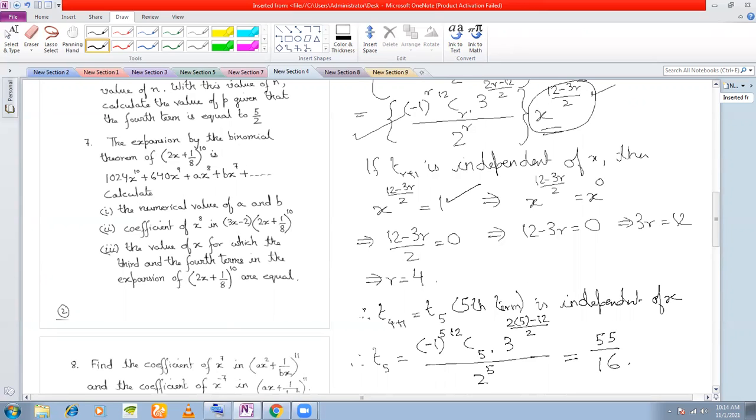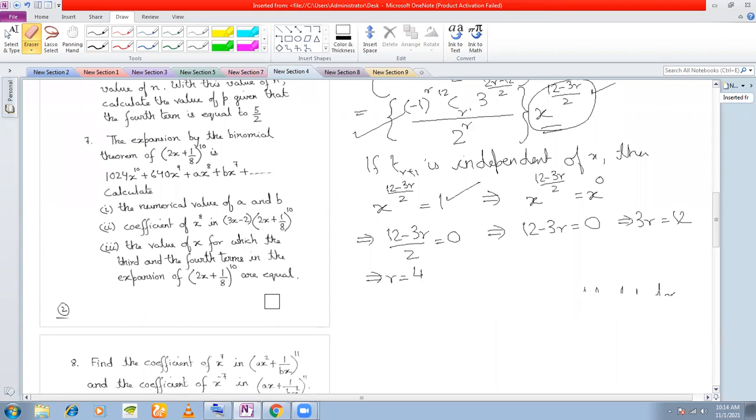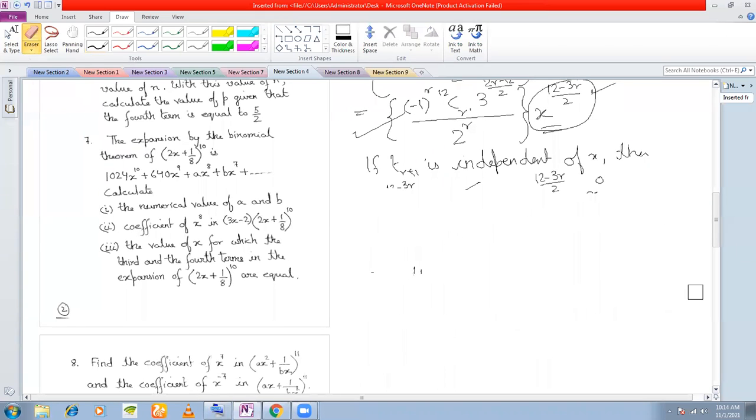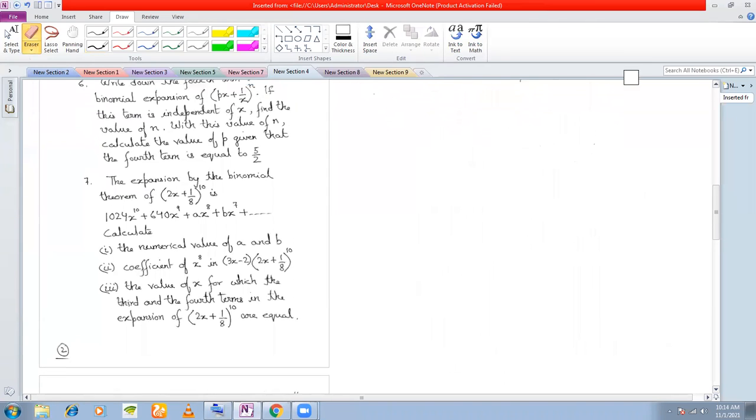Any question here? These sums are very important. Find the middle term and find the term independent of x. These are the types of sum which you usually get in your binomial theorem. Let us proceed to the next one.